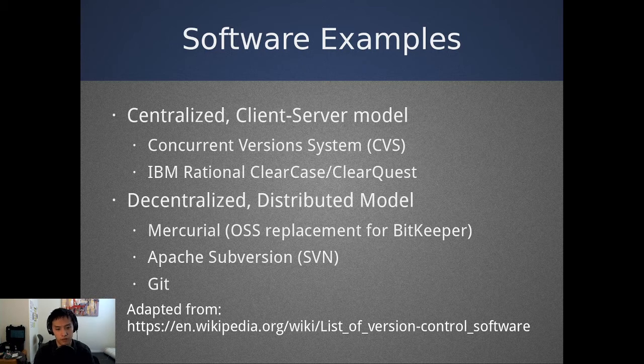And there are two main models for software solutions. The first is a centralized client-server model where all the documents that are being version controlled are stored in a central place, and only on the client computers do they have one individual file that they're working on, or maybe a small set of files that are being worked on at a time. So these systems are like CVS, which is the Concurrent Versions System, and another example, IBM Rational ClearCase or ClearQuest.